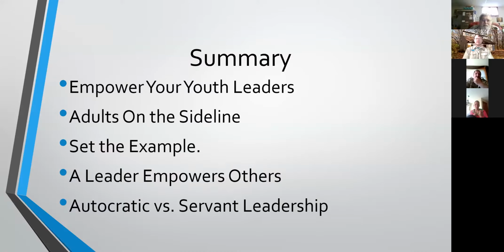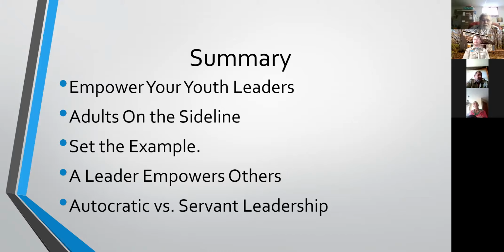So to summarize our presentation in just a few lines: it's important to empower the youth leaders to run the event. And again, if you let them go, they will rise to the opportunity. Adults need to be on the sidelines as much as possible. If you need to talk to the group, make sure you go through the SPL. If you are able to lead as a servant leader, you're going to set the example for your group, right? So just remember what we just talked about.